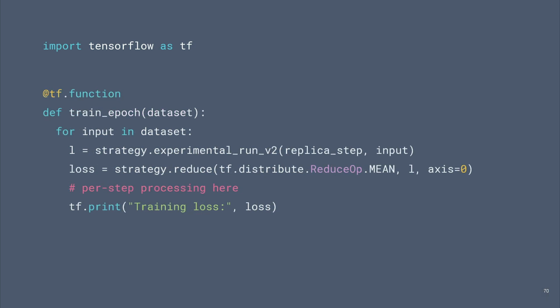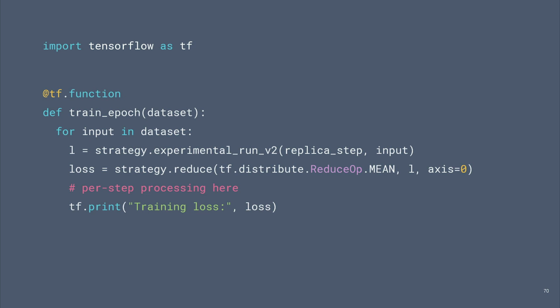Now, to tie together this computation that happens on different replicas in a single training epoch, you can enumerate the individual elements of a dataset using Python iteration, and then use the run API of a distribution strategy with the replica step function and the input to collect the loss for that particular replica, and combine the individual losses using a reduce call with a particular reduce operation. And at that point, you could do any per step processing inside of this for loop. For example, you could print the loss, but you could do other types of computations here as well.